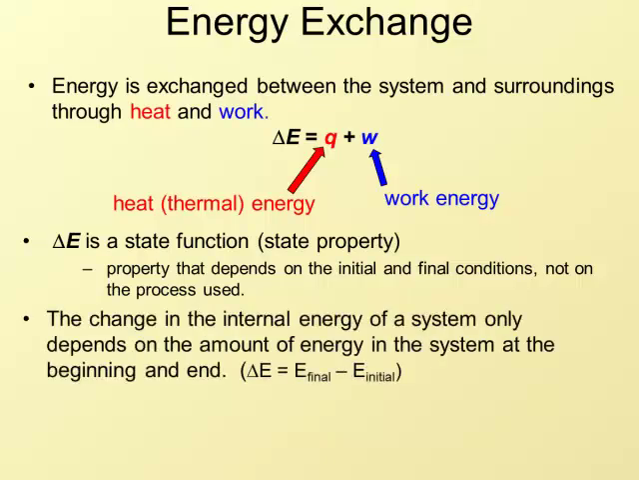The change in internal energy of a system depends only on the amount of energy in the system at the beginning and at the end. It does not depend on the process by which the change occurred. The change in energy is a state function. For any state function, you can calculate the change in that property by subtracting the final and the initial values. So change in energy is the final energy minus the initial energy.